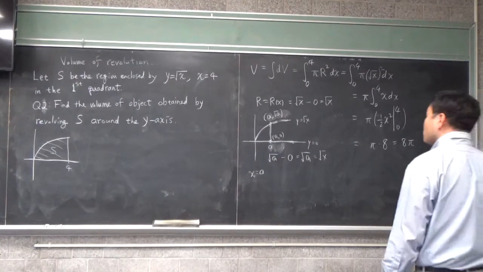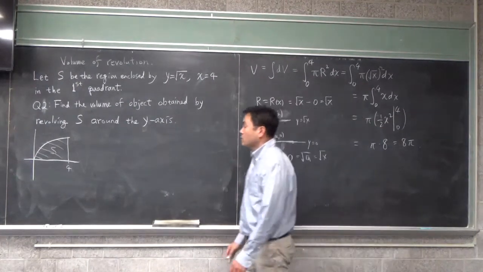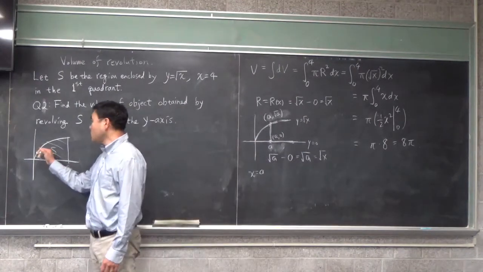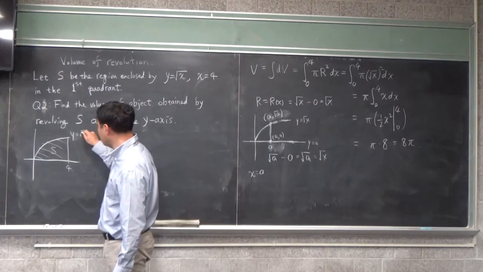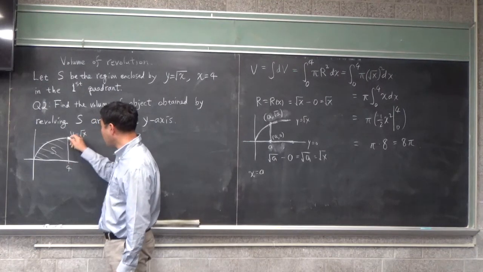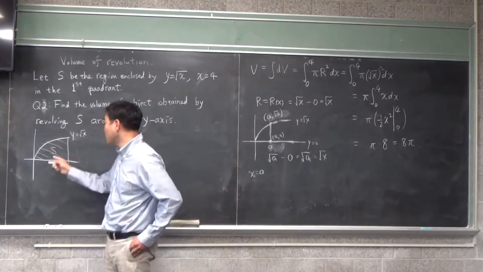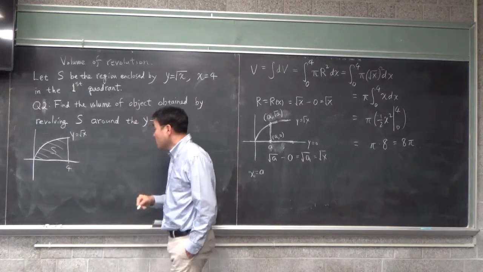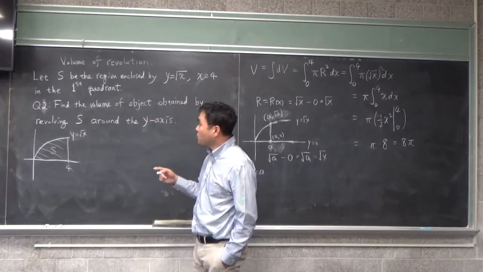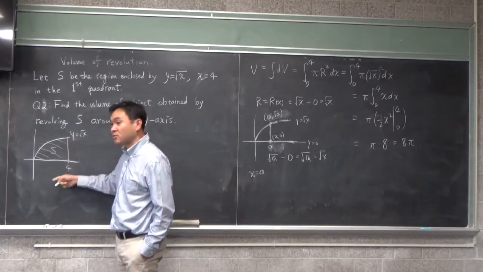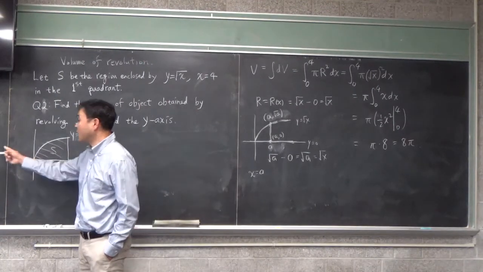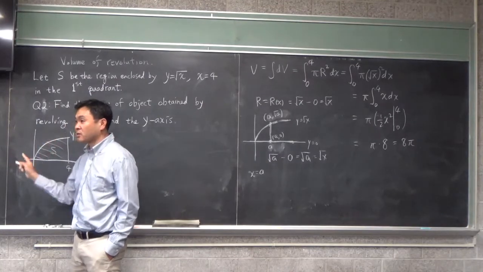Now here's the second question. We use the same region S as before, bounded by y equals the square root of x, x equals 4, and y equals 0. But before, in question 1, I rotated around the x-axis. This time we rotate around the y-axis. We rotate like that.